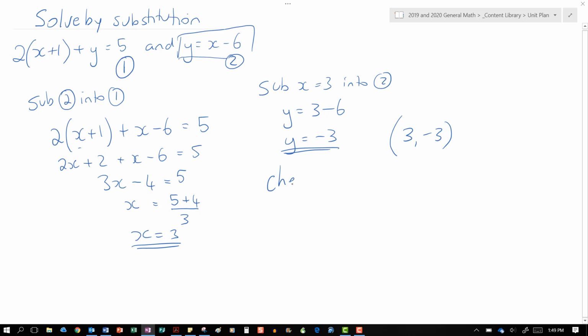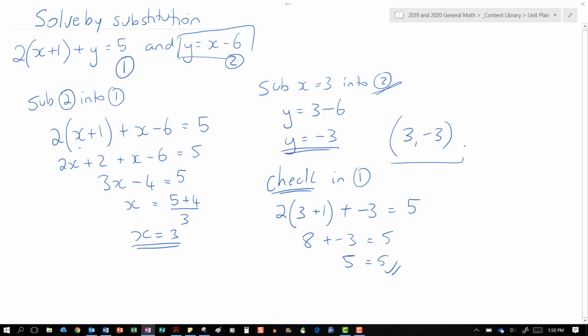Now we need to do a check of this to make sure that we've got the math right, and we're going to check in equation 1. Because we've used equation 2 up here, we don't want to use that to perform the check, because obviously it would be right. So in equation 1 we're going to change the x and the y to suit our solutions. So we have 2 bracket, now it's x, which is 3 plus 1, plus y, which is minus 3, and that equals 5. So we want to check that this equals 5. So we've got in here 4, and we've got 2 times 4, that's 8, plus minus 3 is 5. 8 take 3 is 5, and that equals 5. So we know that this solution is the actual solution for this problem.